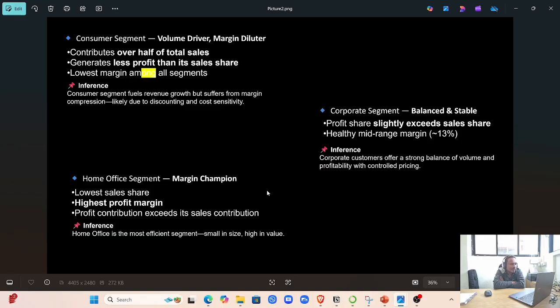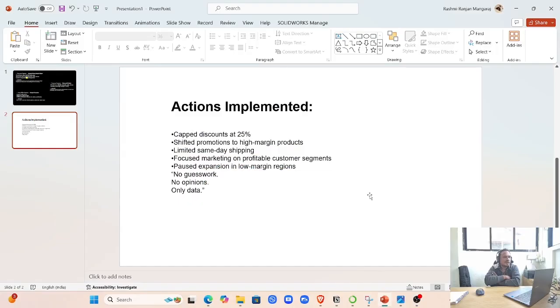The home office segment is the margin champion. It has the lowest sales share but the highest profit margin. Its profit contribution exceeds its sales contribution. So we can say that home office is the most efficient segment, small in size and high in value. So we can say that 20% of the customers are generating 80% of the profit, while the other 20% are destroying value.